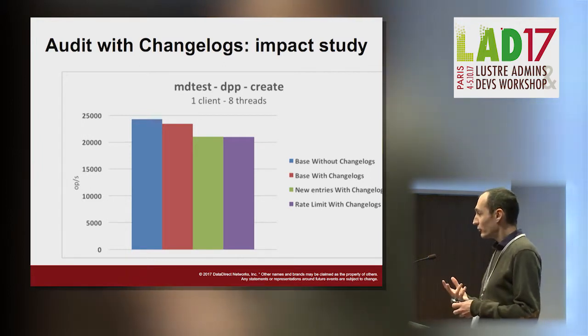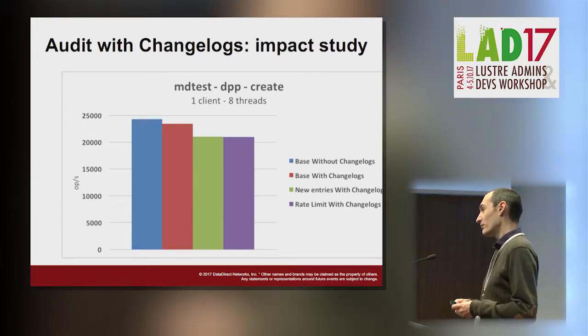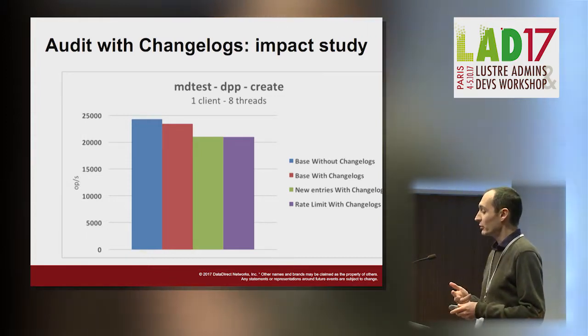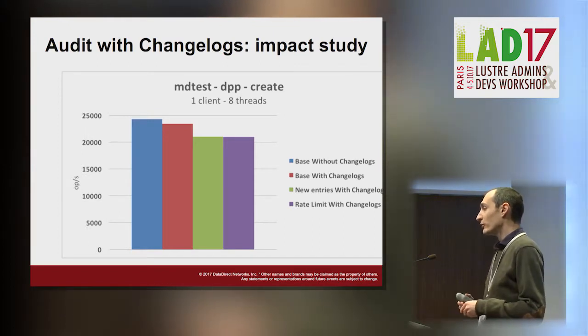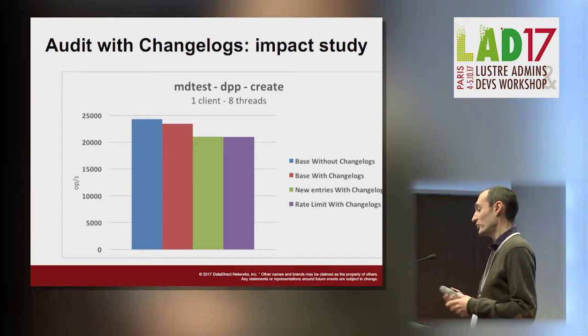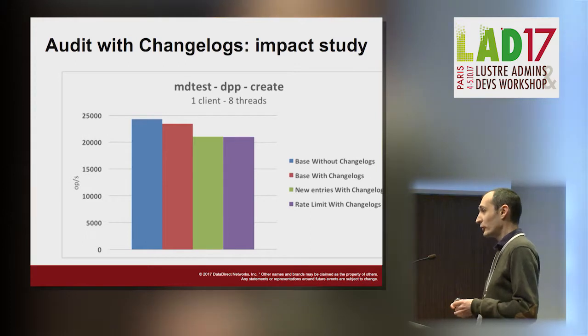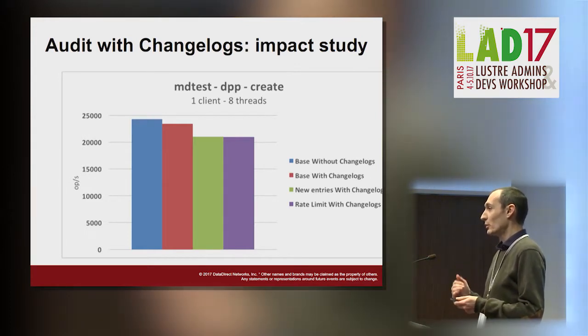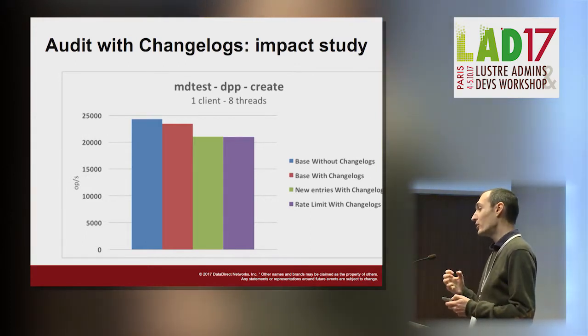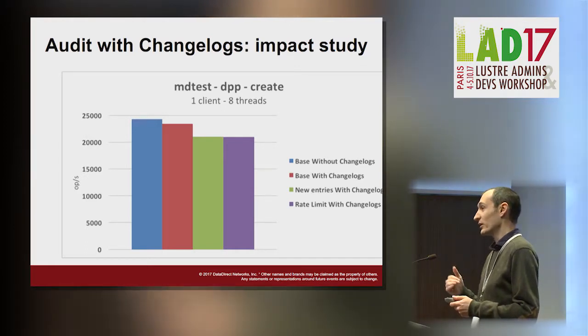When we activate the full audit facility, we write not only one but 3 different changelog entries per file being created, one for create, one for open, and one for close. And in this case, the performance drop is around 13%. So we note that the performance drop is directly related to the number of changelog entries we write.